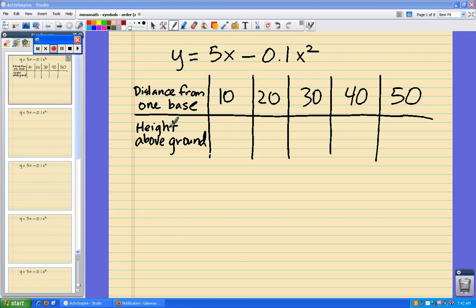Take a look at the formula in the table. Copy this down on your paper. Got it? Okay, now, what you're looking at is a formula for what is called, it's actually for an arch.